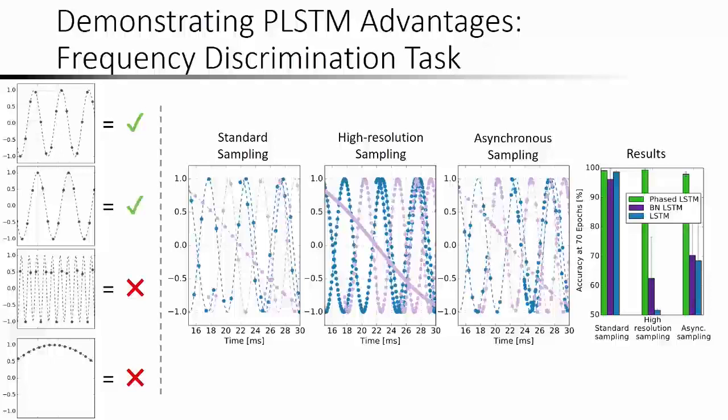And finally, we want to test how well it understands time. Instead of sampling regularly, we sample at asynchronous times, just arbitrary times, pull out a time point and a y coordinate, and we feed this information into the network. And again, for the same number of epochs, phased LSTM does substantially better.